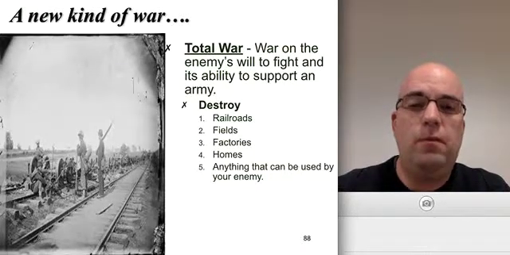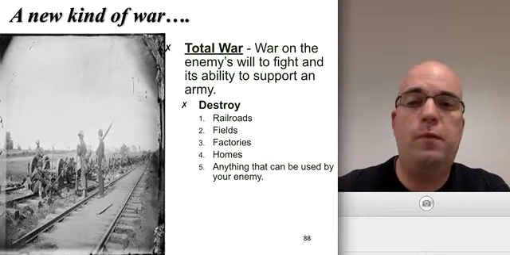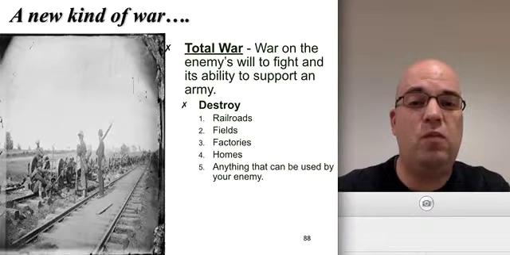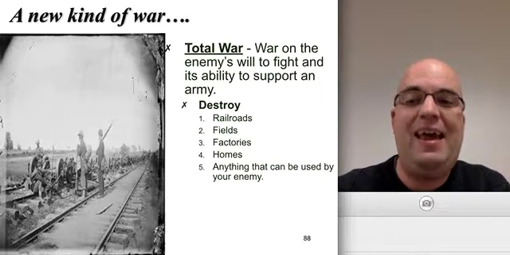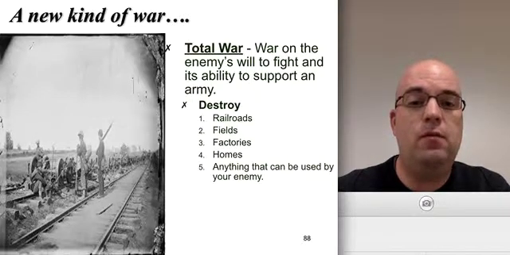Grant also implements a type of war called total war. Total war means to destroy all aspects of the army, not just the soldiers, but everything that supports those soldiers into battle. So it's not just going after the soldiers in the army, it's going after everything that supports that army. So it's destroying things like railroads, fields, factories, homes, anything that your enemy can use to support them into the battles is fair game under total war.